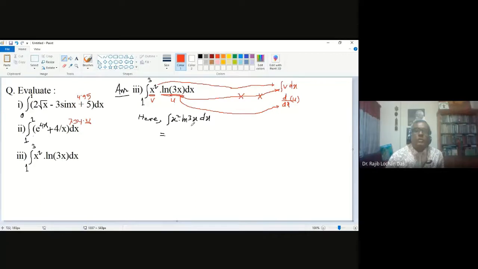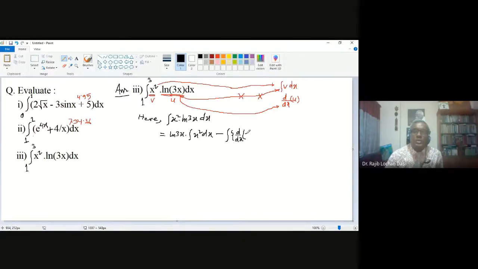So we can continue. What I say, you take ln x as your u and keep it outside, and then integration x square dx, that is the v dx, and then minus, then integration, then second bracket, then d/dx of u.